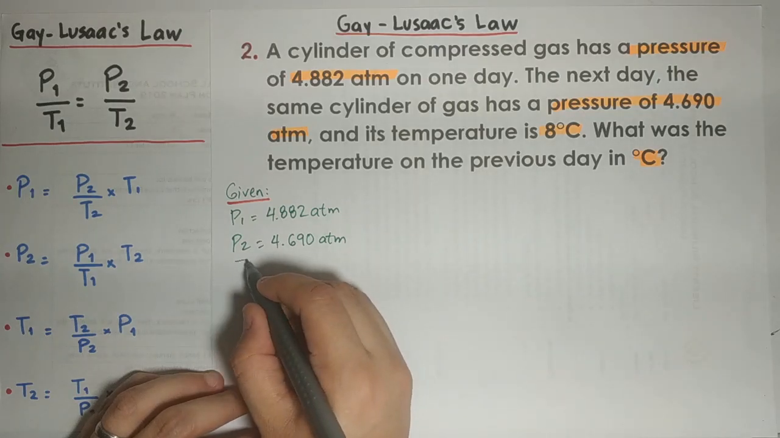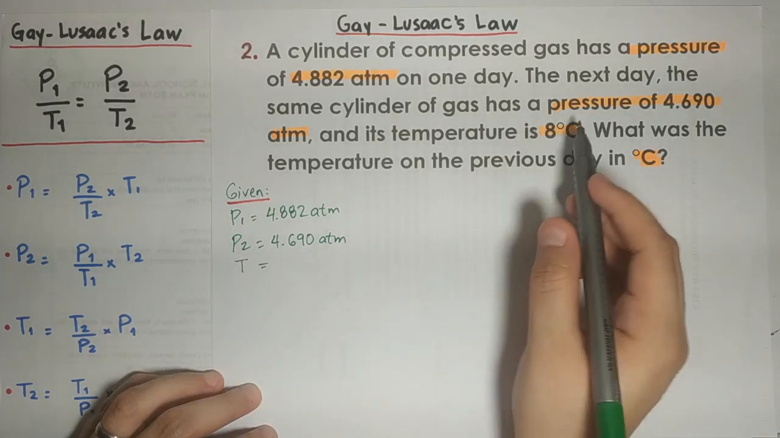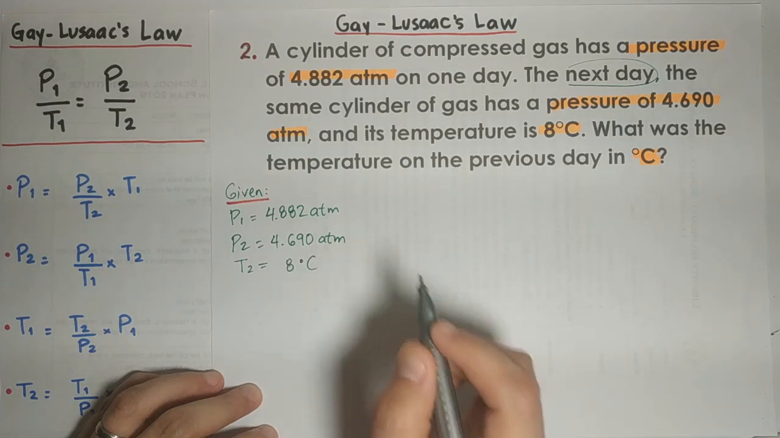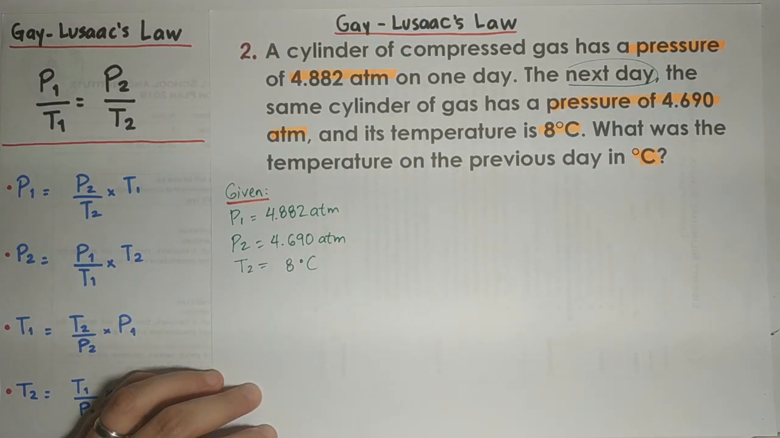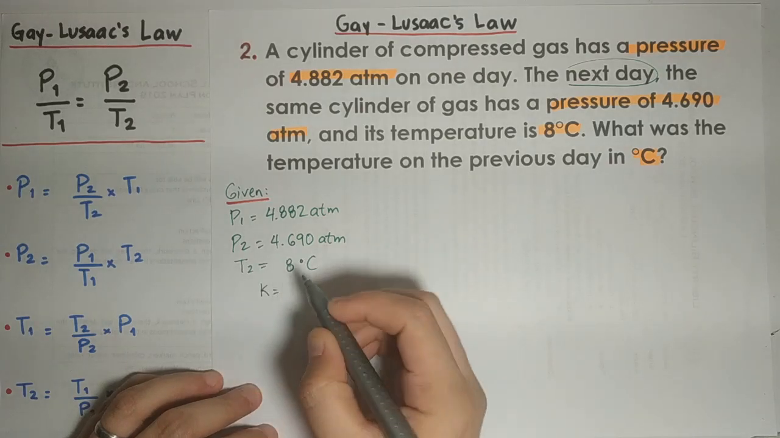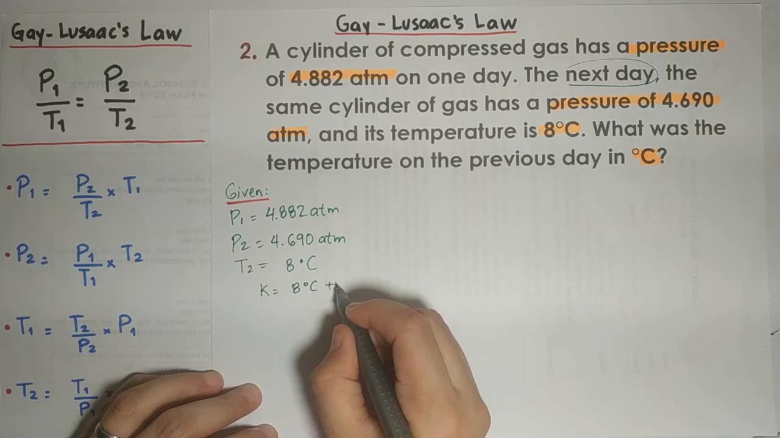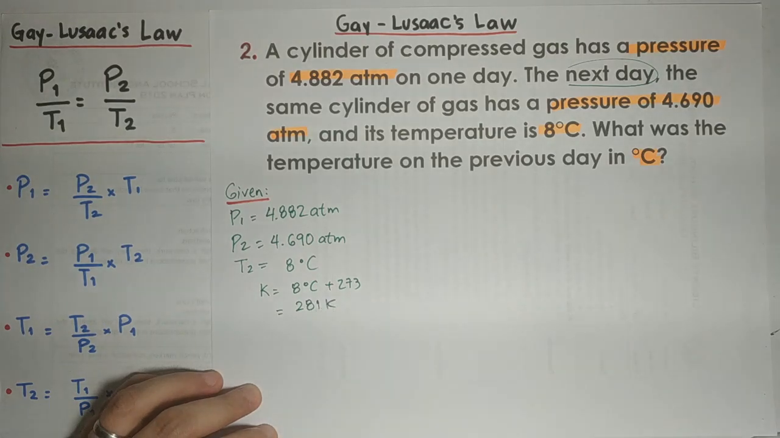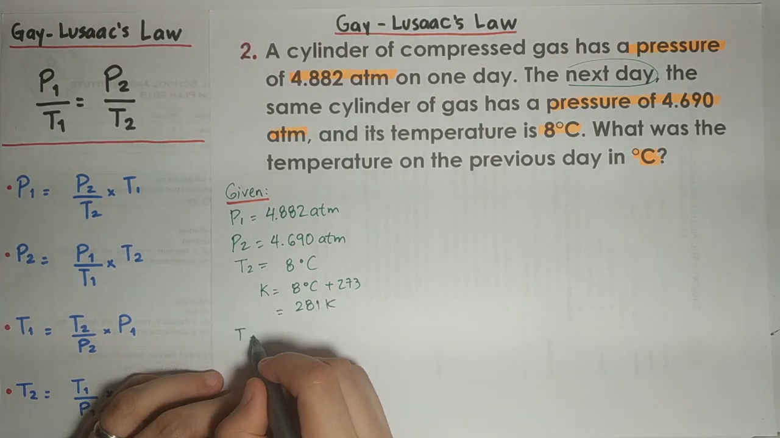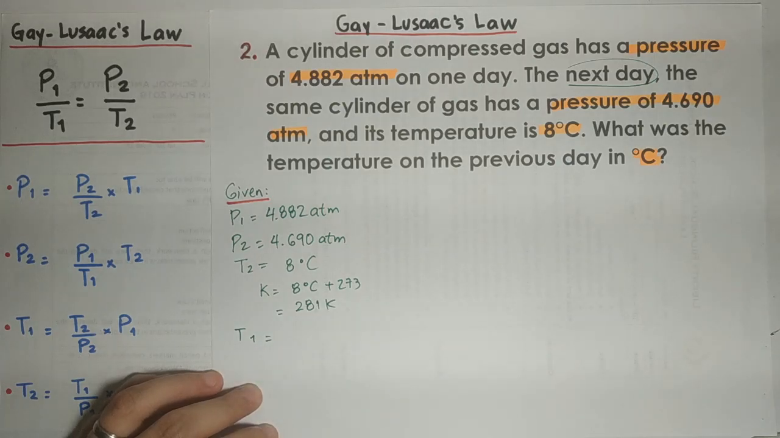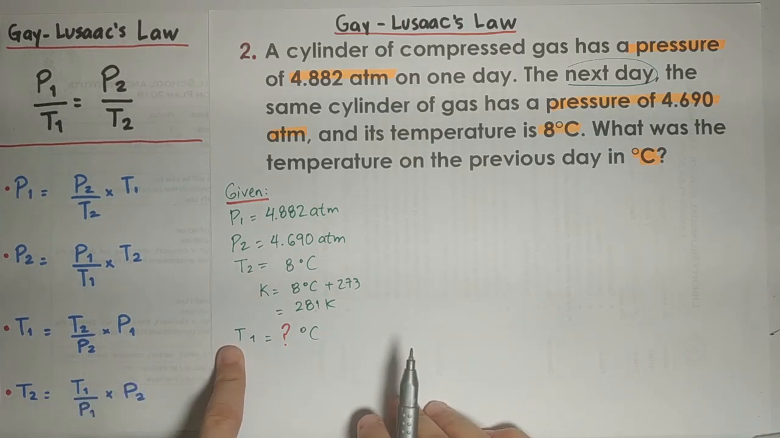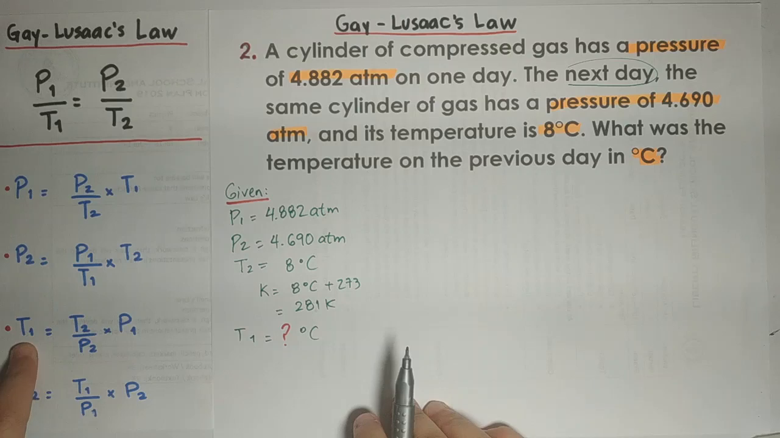Now the temperature. Now take a look. This temperature is in the next day. So this is the temperature 2. 8 degrees Celsius. And for every problem, what we do is we convert Celsius into Kelvin. We say Kelvin equals Celsius plus 273, and this is equal to 281 Kelvin. And what am I looking for? I'm looking for the temperature in day 1. This is unknown, but they are telling me this should be in Celsius. So first of all, we're looking for temperature 1. So we're gonna use the equation for temperature 1 that is right here.